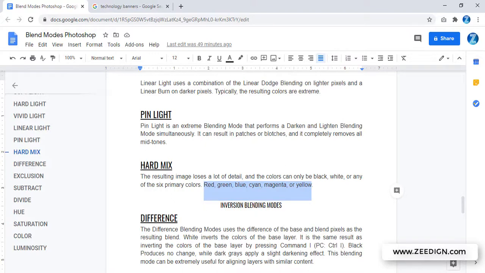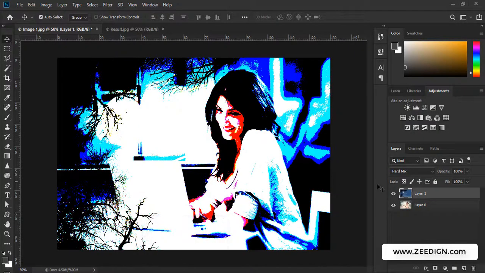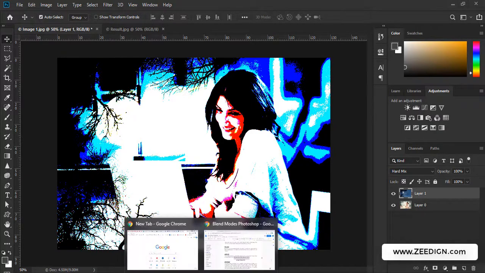So that's why when I implemented the hard mix, it was appearing like this. It's quite similar to some comic book or some painting effect. Not perfect, just talking about it.